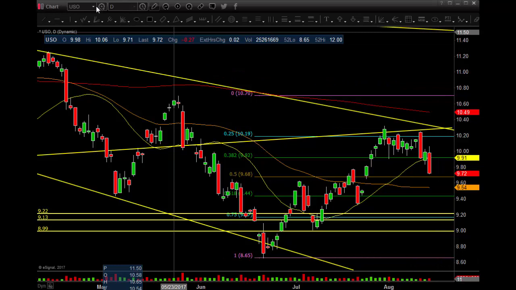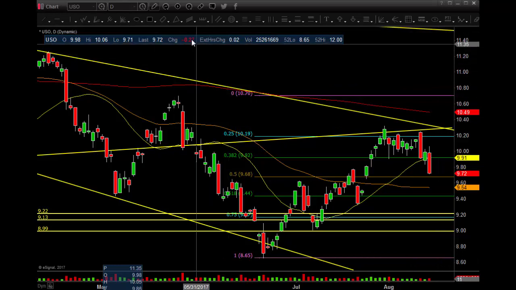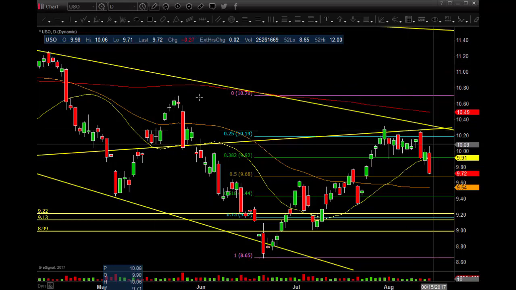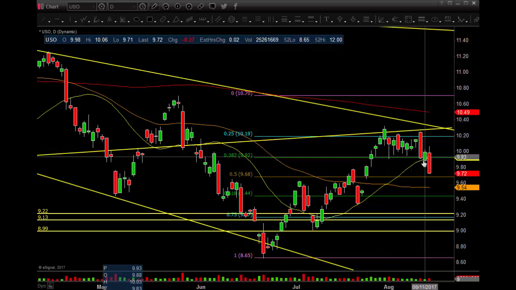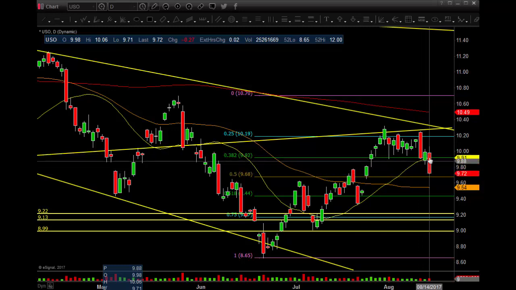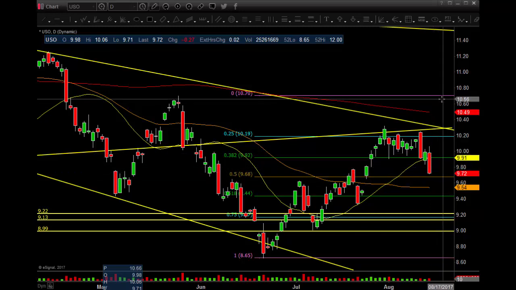Alright guys, daily chart USO, 27 cents down on the day, or 2.7% total. Guys, great bullish pattern here. We were holding the 20 MA. That was a good sign. And this little outside bar, red bar today, guys, a little bit ugly. If you're bullish, it needs to click over and go right back up.